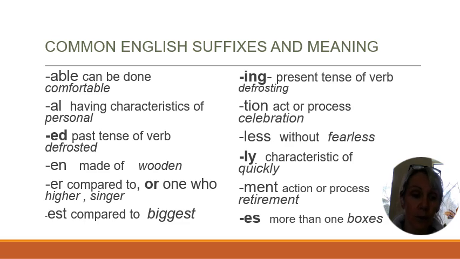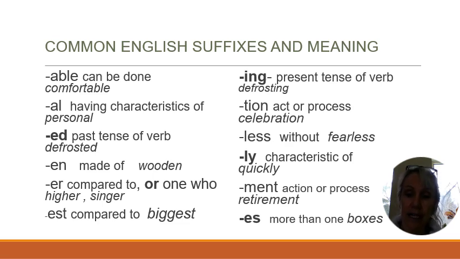The wooden spoon. Er, and that can have 2 different meanings. The first one can be compared to, as in higher. We are comparing something that is high with something that is higher. Or it can also refer to one who is. So one who sings is a singer. Then we have est, which is also compared to. So we had high, higher, highest, or in this sample we have big, bigger, biggest. So we're comparing, this is the biggest.